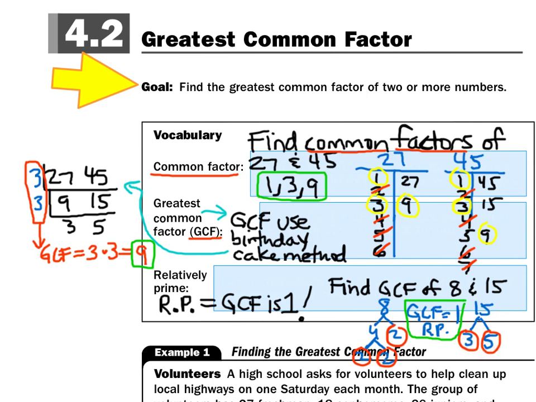And notice how the trees have nothing in common. When they have nothing in common, that's telling you that the greatest common factor of those numbers is just 1, because 1 goes into every number. And anytime that happens, we say that the numbers are relatively prime. And so you'll see me use an RP.